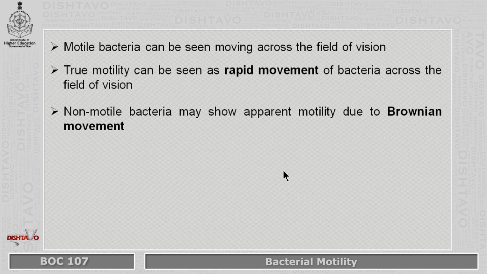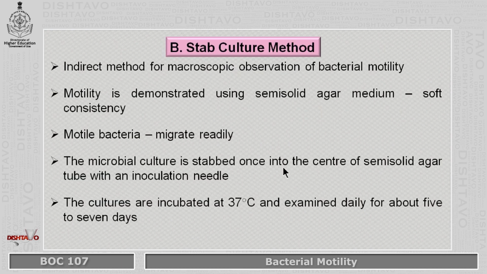Now, what is Brownian movement? It is the vibratory movement caused by the bombardment of the molecules of the liquid which will strike the cells and thereby cause its displacement.